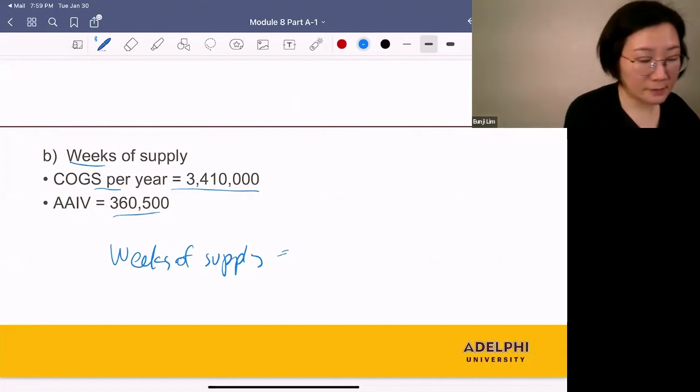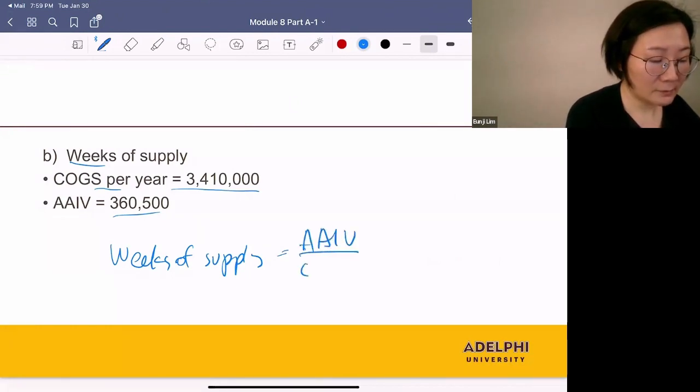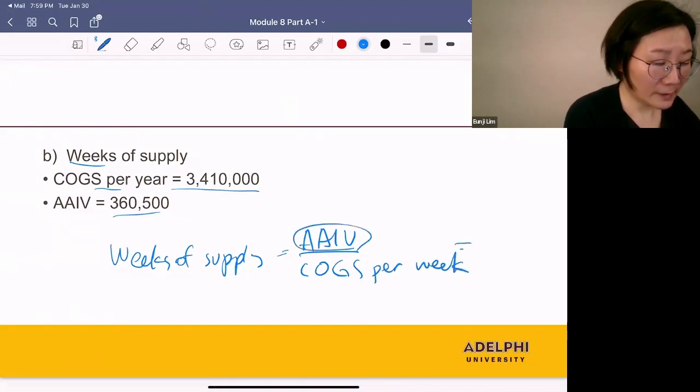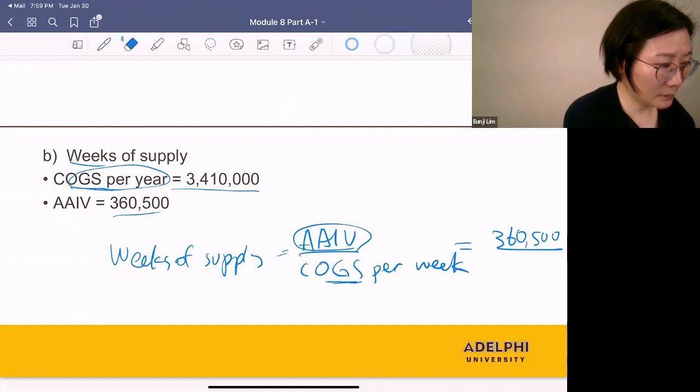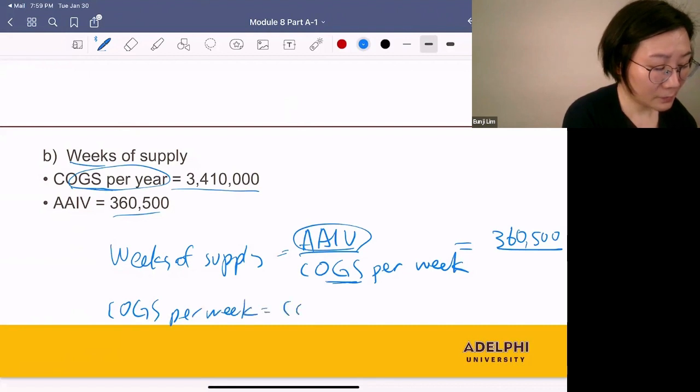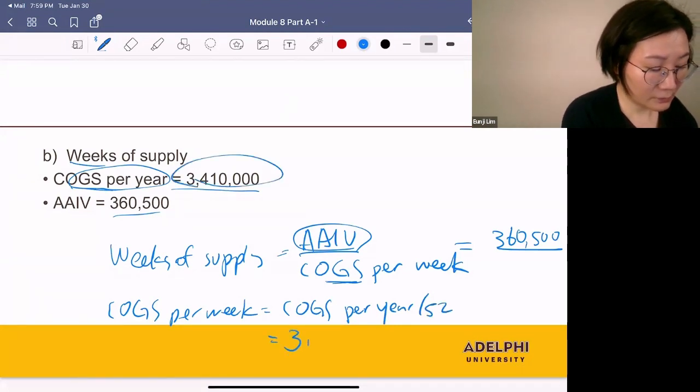We know the COGS per year. We know AAIV. So let's apply the formula for weeks of supply. The weeks of supply is AAIV divided by COGS per week. So we know what AAIV is. That's 360,500, but we don't know what COGS per week is. So let's convert the COGS per year into the COGS per week. So the COGS per week is COGS per year over 52.